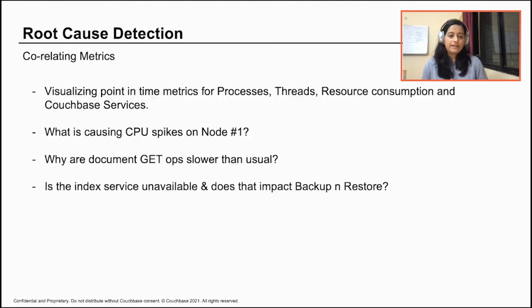So we can answer some questions such as: what is causing CPU spikes on node 1? And also try to correlate whether those CPU spikes were impacting certain Couchbase services, such as the data service. Why are get operations slower than usual for a particular bucket? When we say slower than usual, that's where we can go back in time and see that the average rate of get operations was X%, and now it has suddenly dropped to Y%. That's where the historical reference comes in really handy.